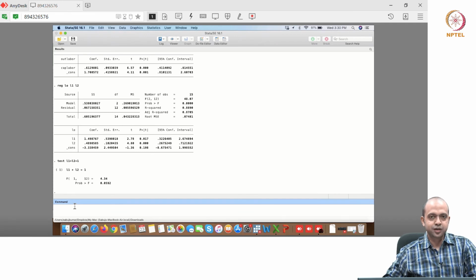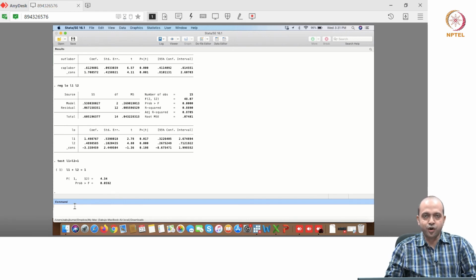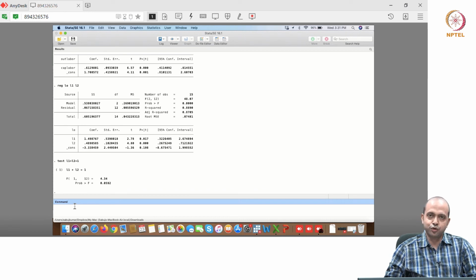Okay, L1 plus L2 equals to 1, and if you press enter, then you will come up with this particular test. Now look at the calculated value of f, which we calculated manually, and the calculated value of f which Stata is supplying is exactly matching. So this is also 4.34. So Stata is giving you the ready-made result for the test statistic f if you use this test command. Test command is a very powerful command. So please remember this command. Whenever you are applying f test, please remember in Stata you have to always use only the test command.